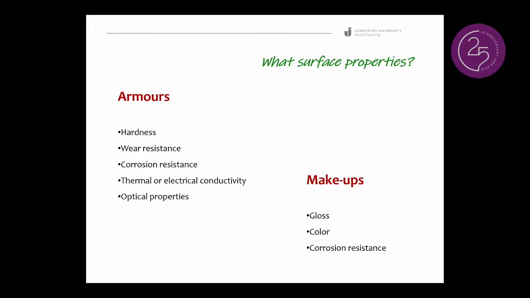If we think about makeup, then the properties we study and create are gloss, from very shiny to very matte surfaces, colors, as I showed you in the example, and again, a little bit of corrosion resistance, because corrosion is a degradation mechanism that can ruin the functionality of an object, but can also ruin the appearance of an object as well.